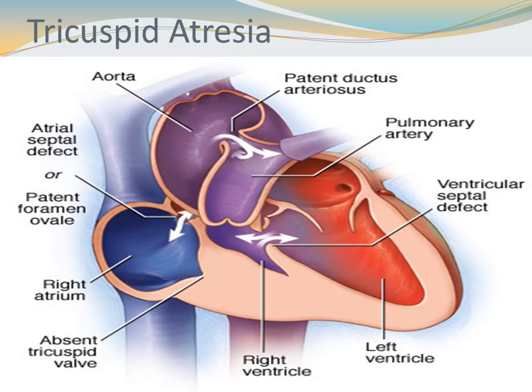Tricuspid atresia is another cyanotic heart disease, where the tricuspid valve is not formed. So there must be some other defect for this deoxygenated blood to go from the right side to the left side of the heart, and the left ventricle is pumping mixed blood into the systemic circulation as well as the pulmonary circulation.